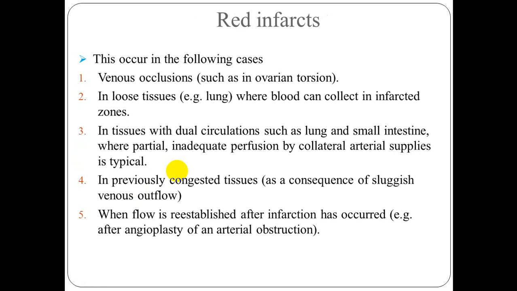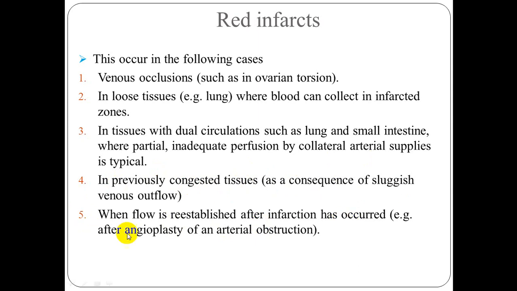Red infarcts occur in the following settings. First, venous occlusion, like in case of ovarian torsion. Second, loose tissue, like in lung, where the blood can collect in the infarct zone. Three, in tissue with dual circulation, like in the lung, small intestine, or even liver, where partial or inadequate perfusion by collateral arterial supplies is typical. Four, in previously congested tissue as a consequence of sluggish venous outflow. Five, when flow is re-established after infarction has occurred.